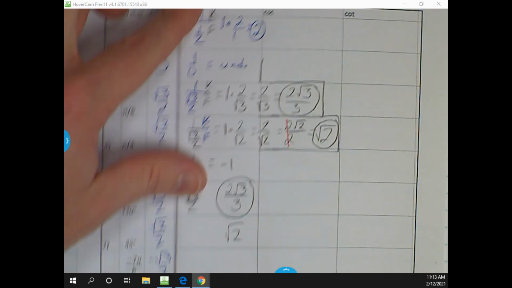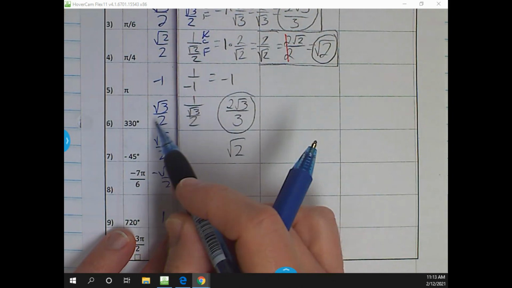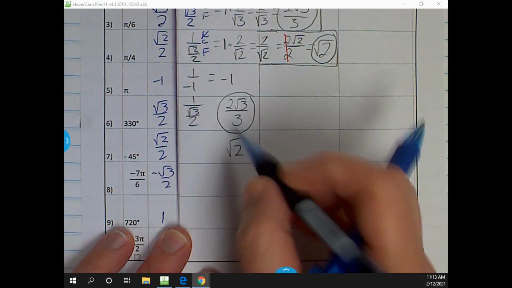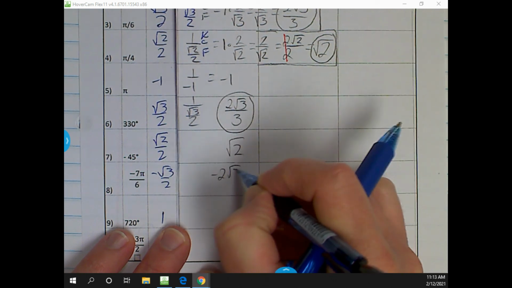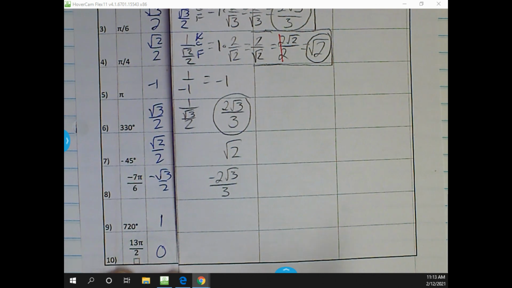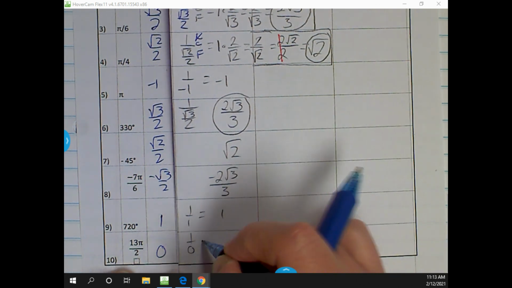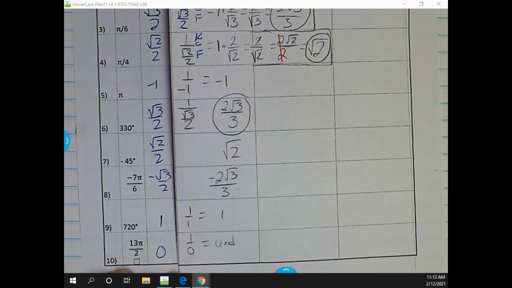And once you've done this, you've made the list. Well, again, you've got a shortcut. You don't have to worry about working out the rest of them because you've got the answers. Here's the square root of 3 over 2 that was right here. This one was negative. We just need to make the answer a negative. This one's 1 over 1. Okay, well, that's just 1. This one's 1 over 0, so it's undefined. There you go.